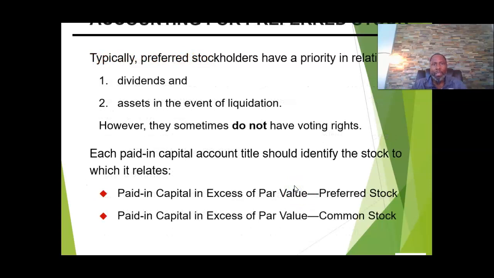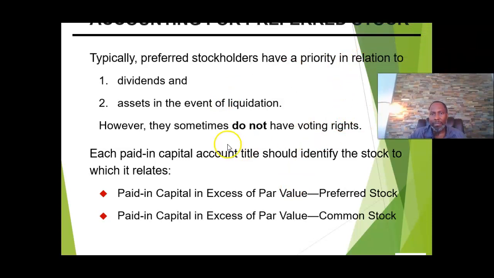Okay? Next, we have what's known as preferred stock. When you have a preferred stockholder, they have certain rights over the common stockholders. However, they will give up other rights. So the preferred stockholders will receive dividends before the common stockholders. And in the case of a liquidation, the preferred stockholders receive assets before the common stockholders.